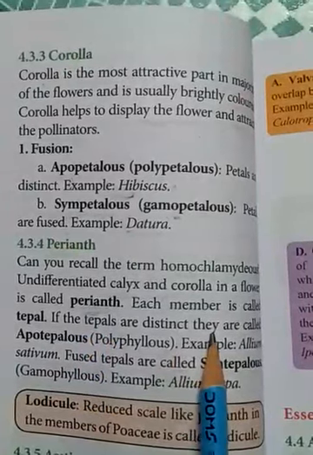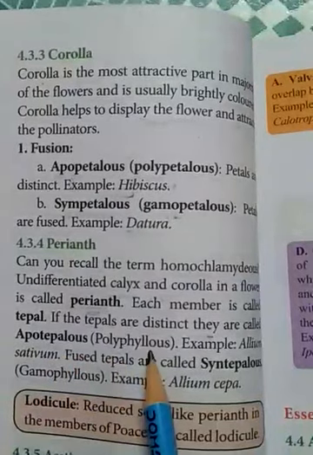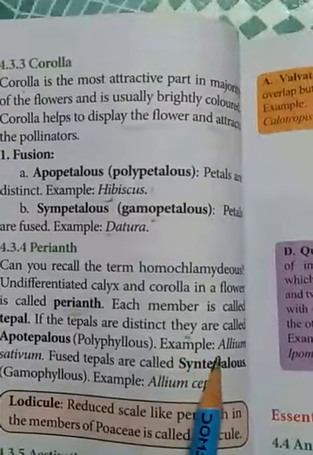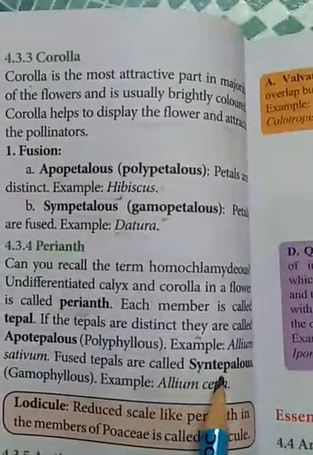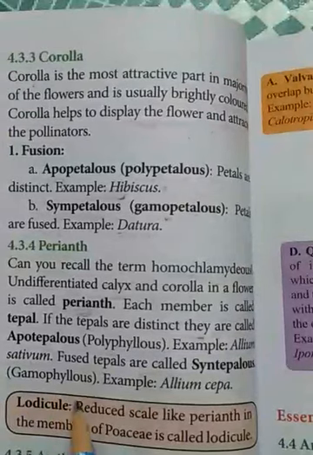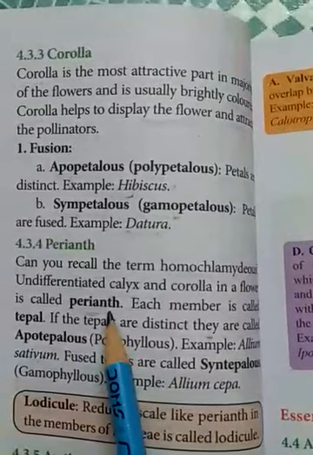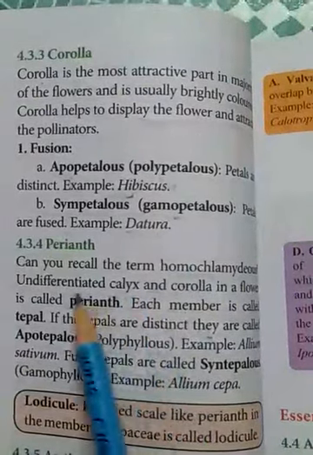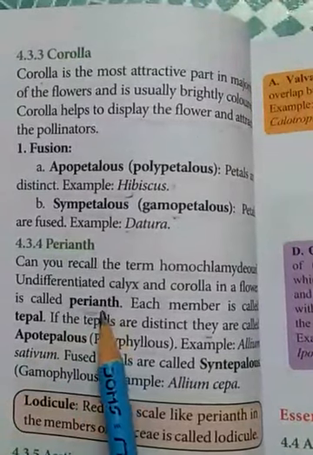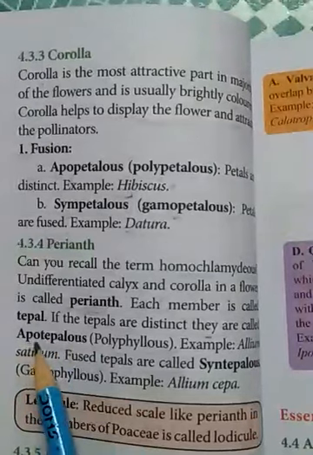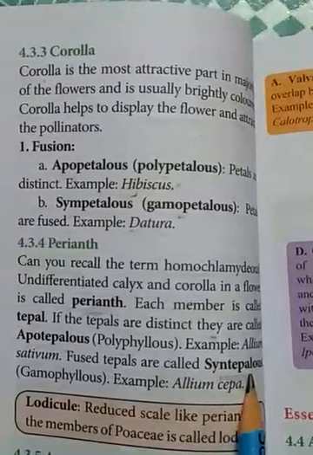If the tepals are distinct, that is they are free from each other, they are called apotepalous or polyphyllous. Example: Allium sativum, that is the garlic. When the tepals are fused, then we call it syntepalous or gamophyllous. Example: Allium cepa, that is the onion. So here we have studied that in some plants the calyx and corolla are undifferentiated, and that whorl is called the perianth. This perianth is made up of tepals. If the tepals are free, we call it apotepalous. If the tepals are fused together, we call it syntepalous.